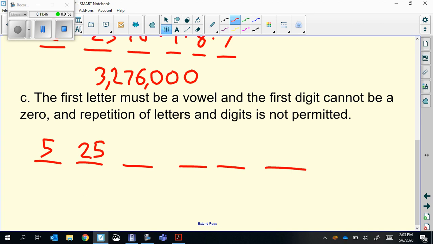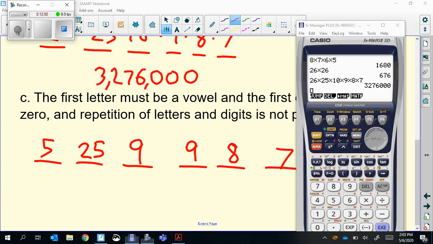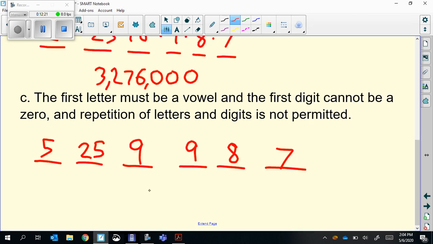And then it says the first digit cannot be a 0, so it's not going to be 0 through 9, it's just 1 through 9, which is 9. And now we can't reuse that, but now 0 is an option, so now there's 9 options, followed by 8, followed by 7 options, because it keeps decreasing. So let's multiply that out. 5 times 25 times 9 times 9 times 8 times 7. 567 and 3 zeros. 567,000.